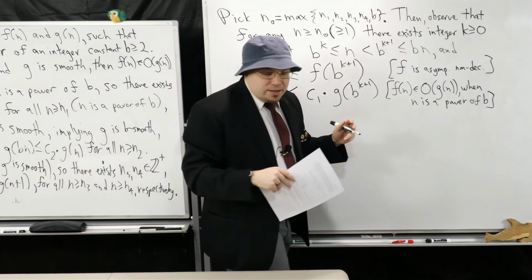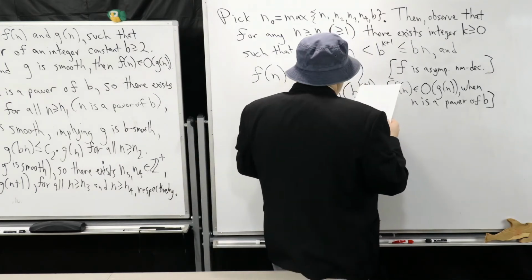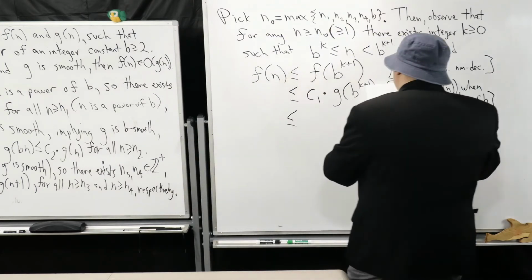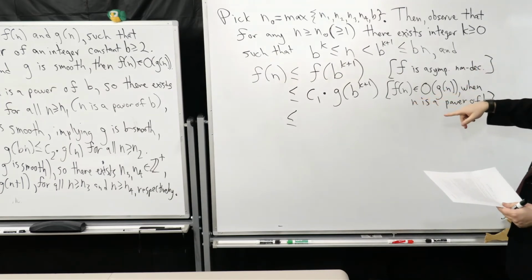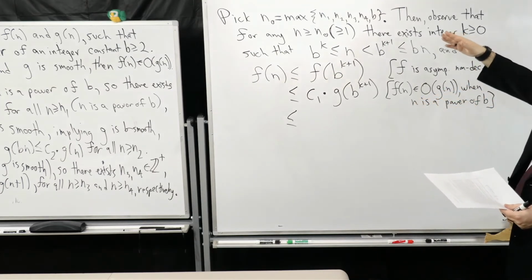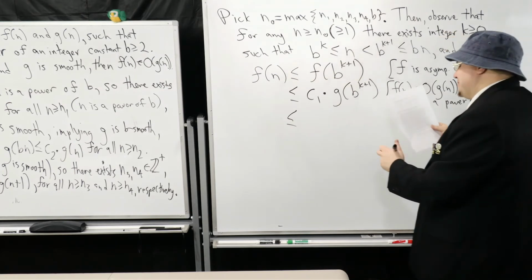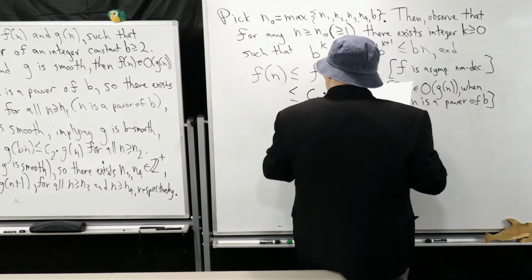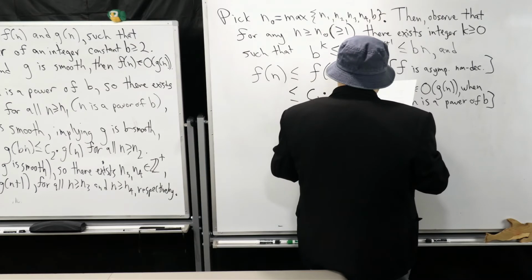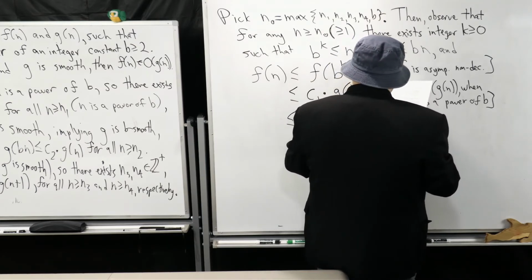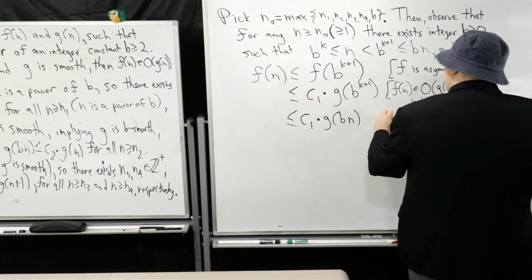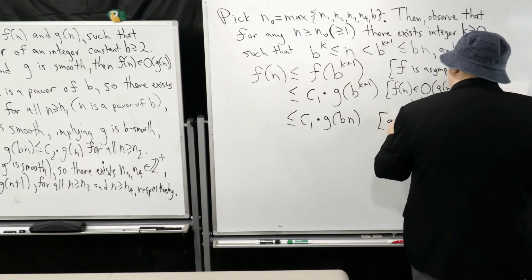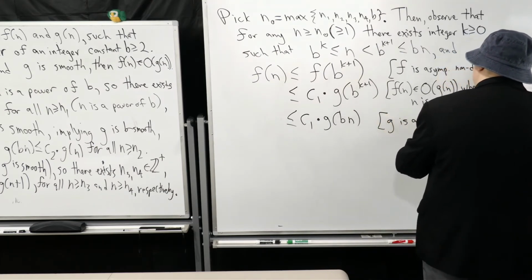So what are we going to do here? Well, remember that g is also asymptotically non-decreasing. And I've picked n0 to be large enough so that I could simply rewrite it like this: c1 times g of b times n. Now this is because g is asymptotically non-decreasing, right?